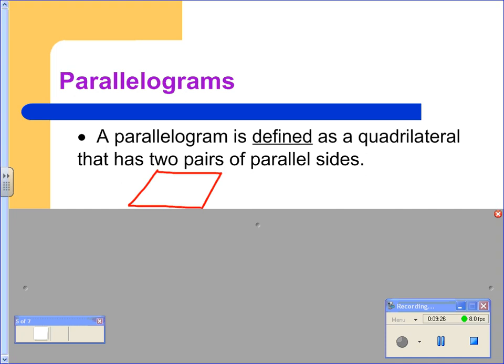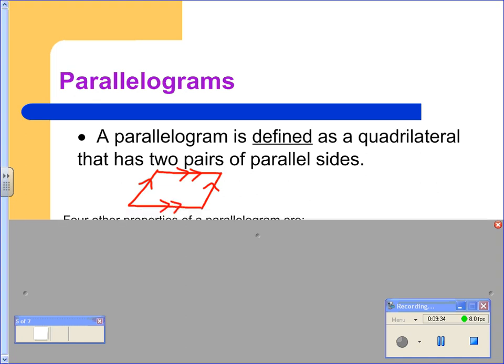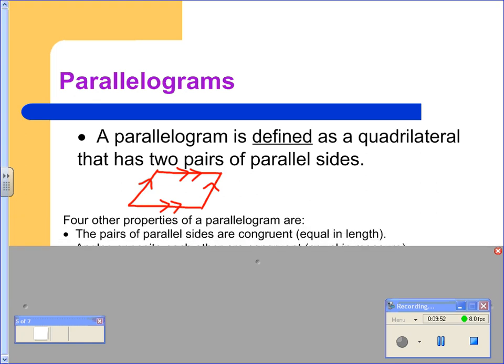Getting ready for geometry. These 2 sides are parallel, and these 2 are parallel. Opposite sides are parallel. Does that make sense? Have y'all dealt with parallelograms before? There are 4 other properties that deal with parallelograms.